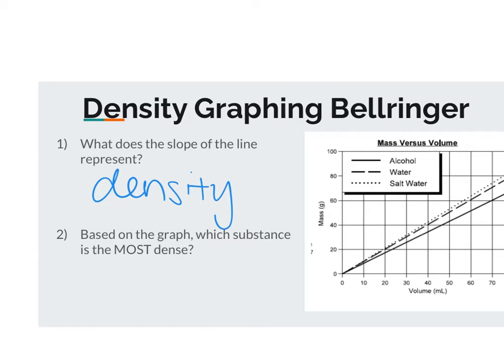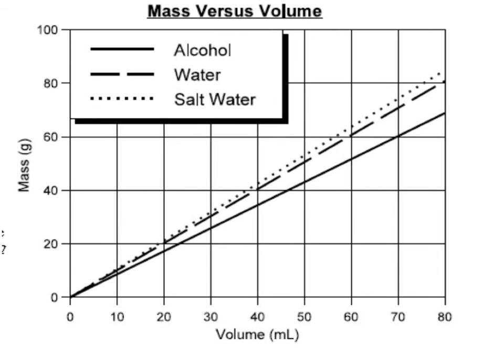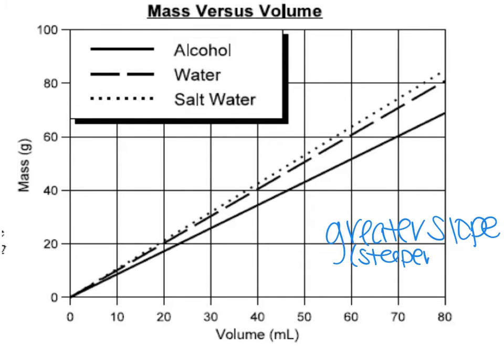All right, so looking at our 3 lines, who has the greatest slope? Let me scroll back in so you can see it again. Who has the greatest slope? Salt water, right? So greater the slope. Another way I could have said that was if it's steeper, okay, the steeper the slope, the greater the density. Perfect.